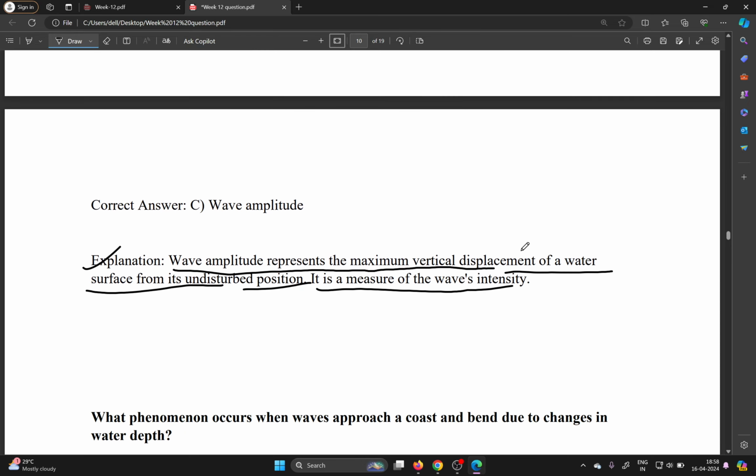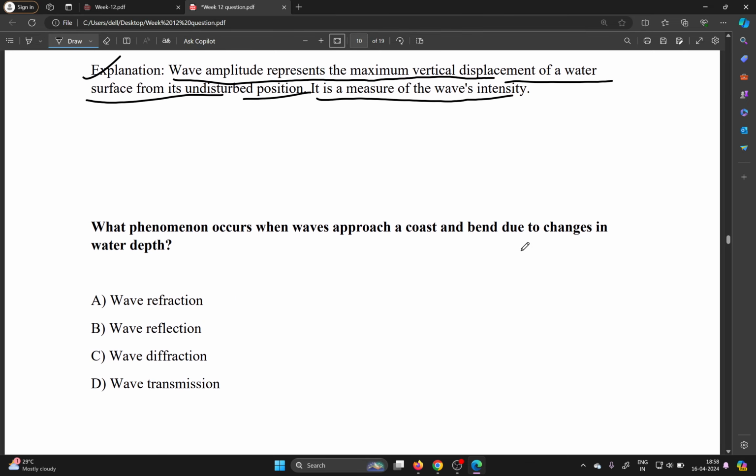Now moving ahead, what phenomenon occurs when a wave approaches a coast and bends due to change in water depth? Please remember this question because this is very practical. The options are wave refraction, wave reflection, wave diffraction, wave transmission. Which one? Please think on that.